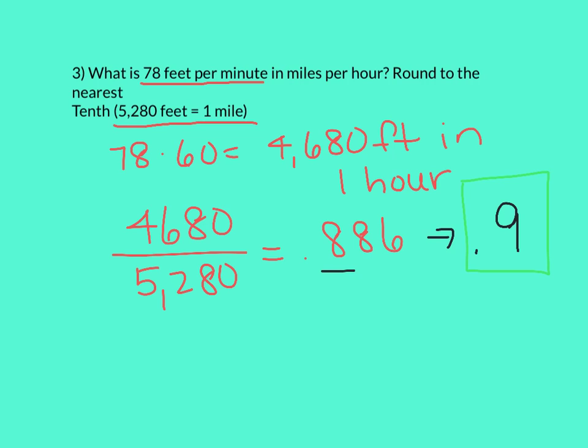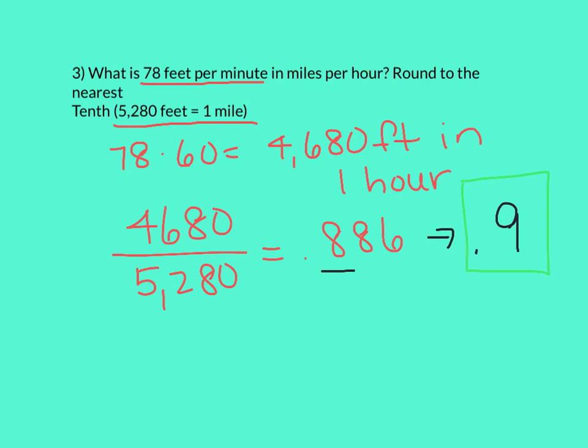Next we have a word problem. It involves converting units. What is 78 feet per minute in miles per hour? Round to the nearest tenth. And then it gives you the conversion of 5,280 feet equaling 1 mile. So we have 78 feet per minute. The first thing we want to do is figure out how many feet per hour so that we get closer to what we're converting to, which is in this case miles per hour.